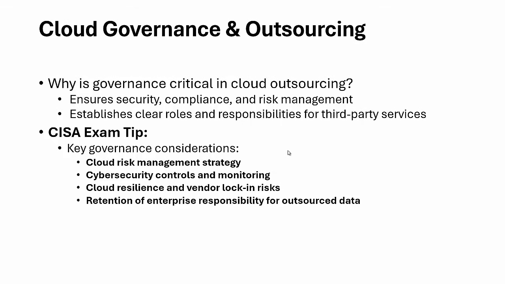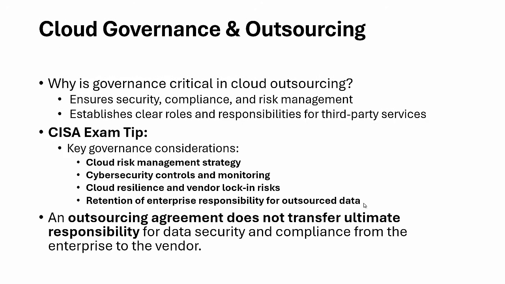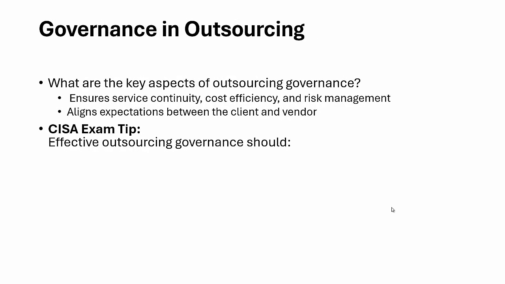Is it clear? Then we have retention of enterprise responsibilities, because you can transfer the responsibility for data, but you are accountable for data. So make sure your outsourcing agreement does not transfer the ultimate responsibility for data security and compliance of the enterprise to the vendor, and we have to validate everything. So what are the key aspects of outsourcing governance? Ensure service continuity, cost and risk, and align the expectations between the client and vendor.